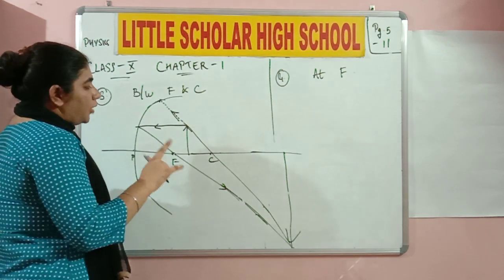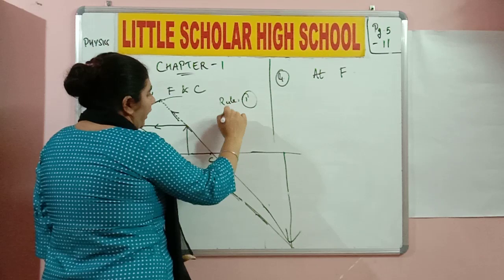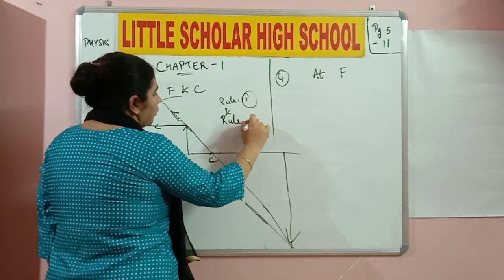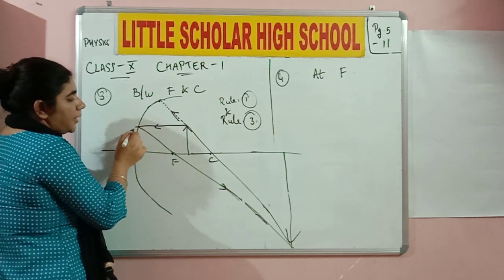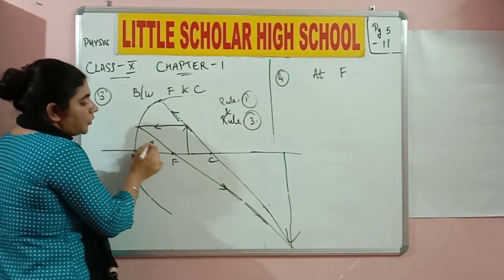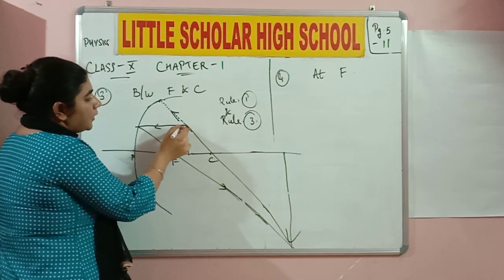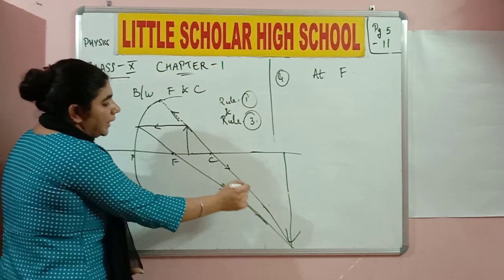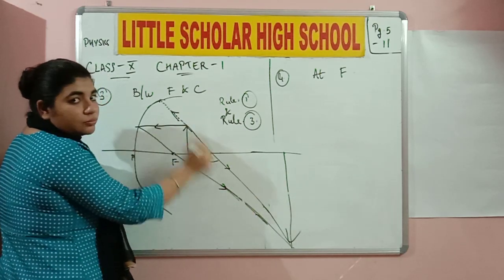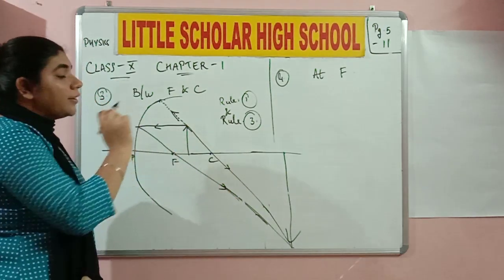So this diagram happens when you are considering rule number 1 and rule number 3. Rule number 1 states when the incident ray is parallel to the principal axis, the reflected ray is going to pass to the focus. And rule number 3 states that the incident ray and the reflected ray are on the same line and they are going in the same direction, just opposing each other. That is nothing but the center of curvature. This is rule number 1 and rule number 3.